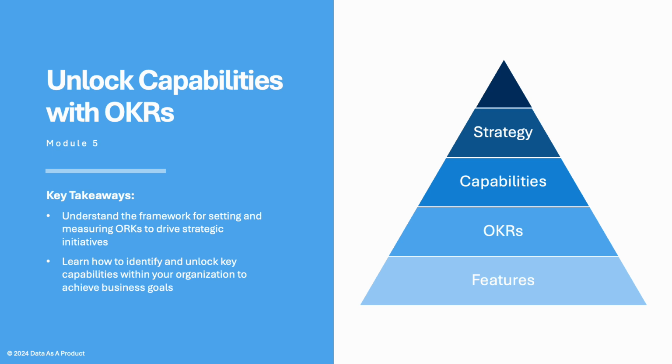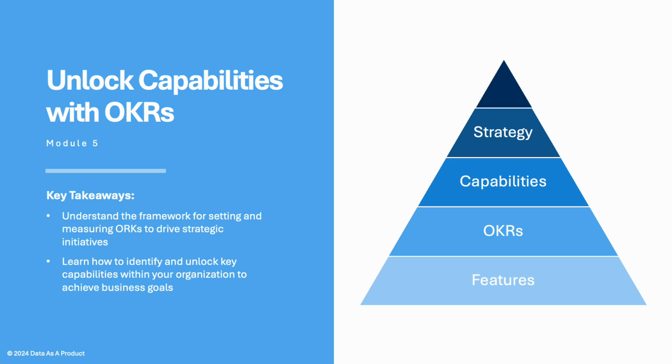And we explored how they serve as a powerful framework for driving strategic goals within an organization. We then discussed the importance of identifying and unlocking the capabilities required to achieve those OKRs, using the pyramid framework to show the relationship between strategy, capabilities, OKRs, and features. We also dived into the process of setting effective OKRs, ensuring that they're specific, measurable, and aligned with your organization's strategic goals. Monitoring and measuring progress was also another critical focus area, and this highlighted the importance of regular check-ins, data-driven decision-making, and flexibility in adjusting goals as needed.